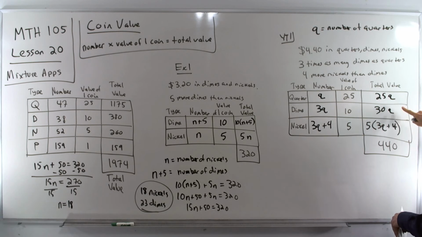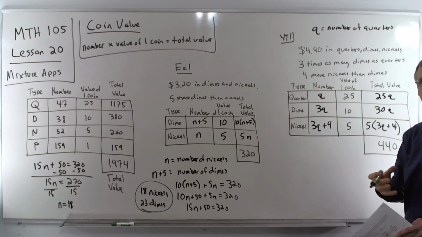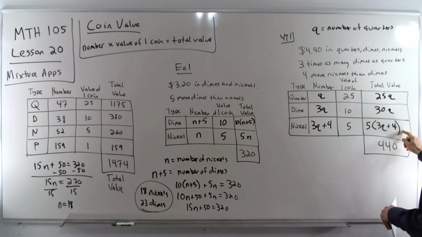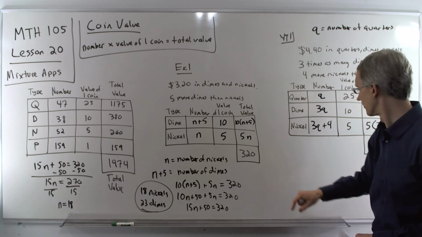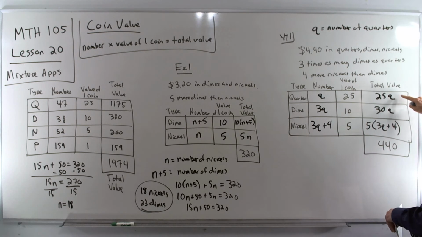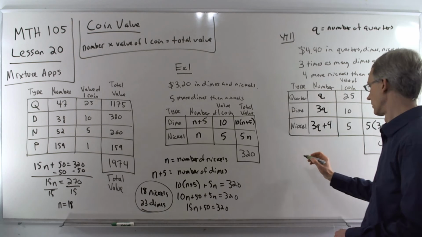Now this still gives us the value of dimes even though we have Q in it, because it's all just based on the number of quarters. We're calculating the value of the dimes from the number of quarters. And same thing here for the value of the nickels. All right, now what did we do before? We added up this column to get the total. So that's the same thing we're going to do here. We're going to add these 3 things together to get the total 440.